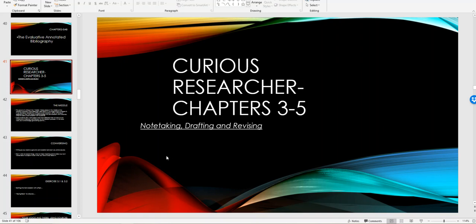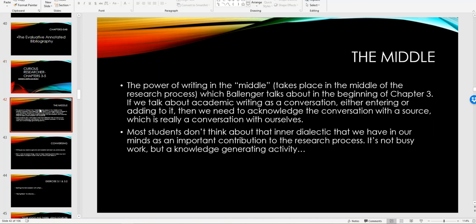Chapters 3 to 5 to me are the critical chapters in this book, but especially Chapter 3, because it talks about writing in the middle, and the power of writing in the middle takes place in the middle of the research process, right? So Ballinger talks about this in the beginning of Chapter 3. Academic writing is a conversation, either entering or adding to it. Then we need to acknowledge the conversation with the source, which is really a conversation with ourselves.